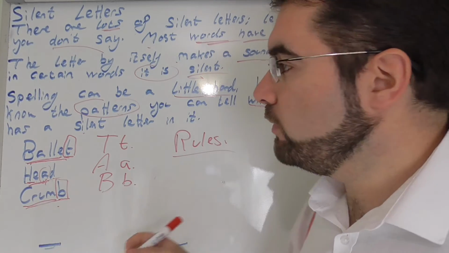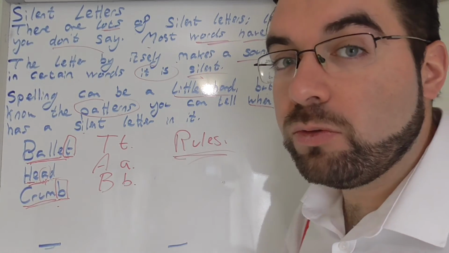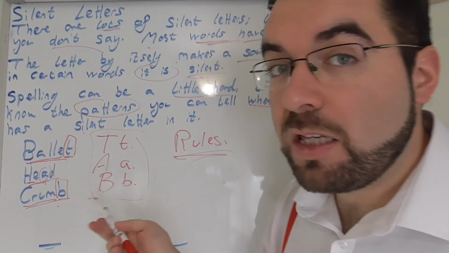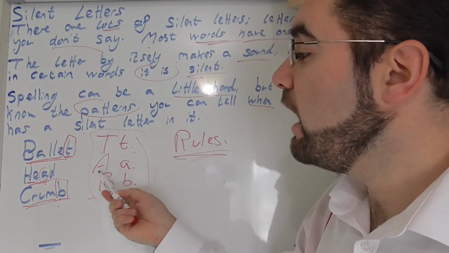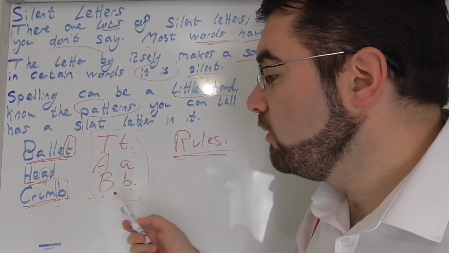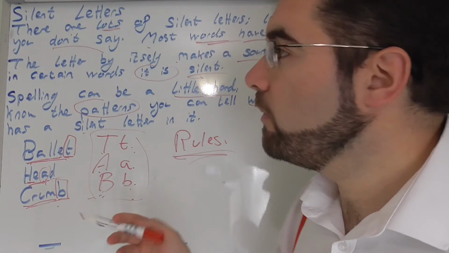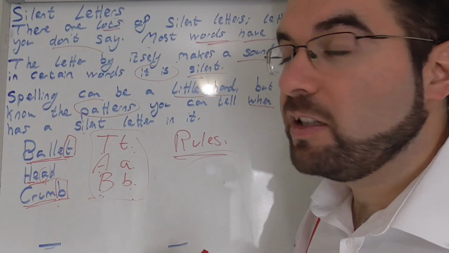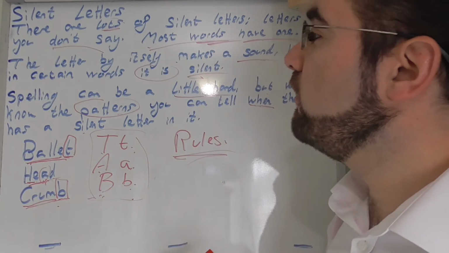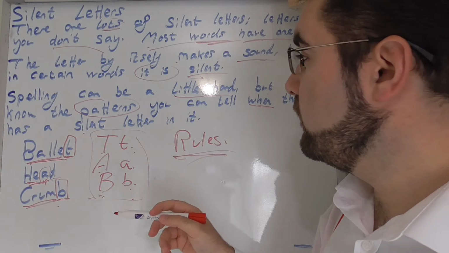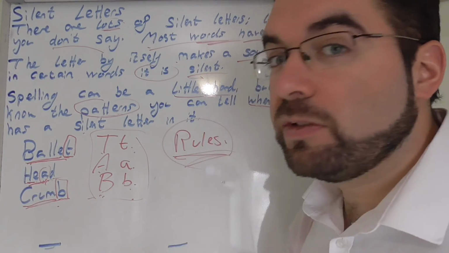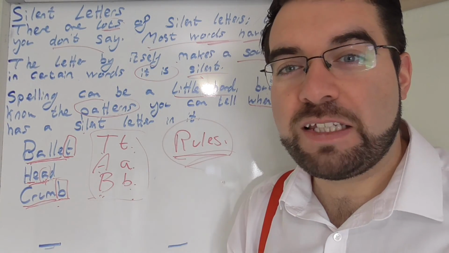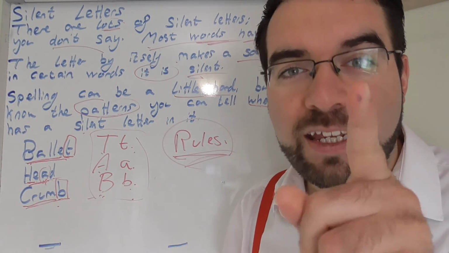How cool is that? So, we want to understand the rules. Recognize which letters are silent, even though by themselves they make a noise. T, A, B. Very good. And recognize that there are lots of silent letters, and where they are, most words have one. Yes, and recognize the patterns, the rules. How cool is that, language explorers? Let's keep exploring.